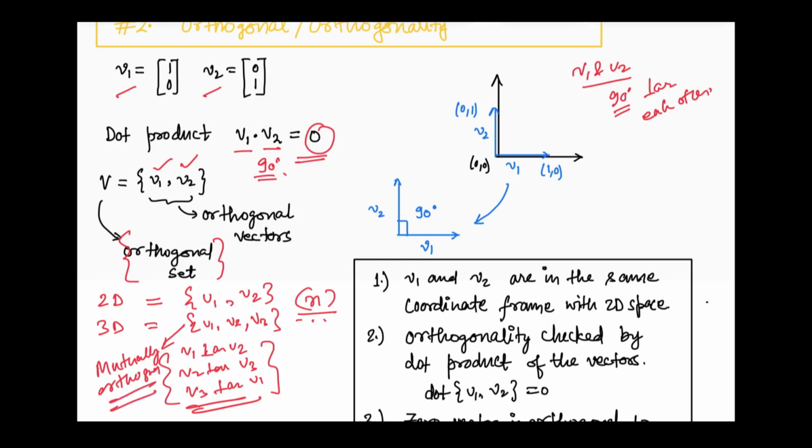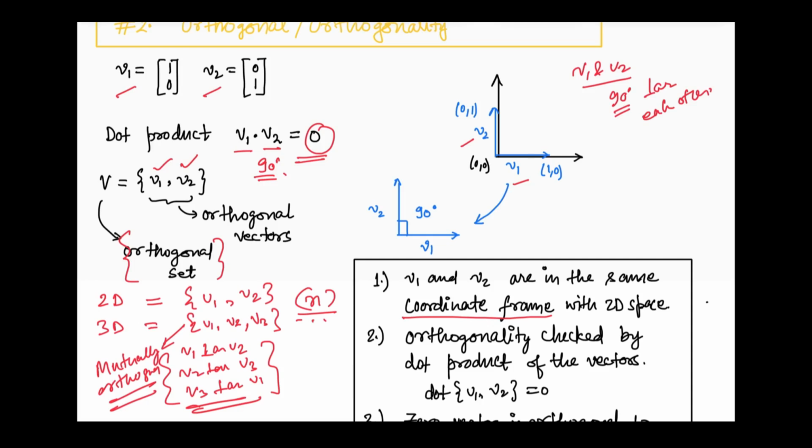Okay, so in this particular example, we are taking two vectors in two-dimensional space. For ease of understanding, one is along the x-axis, and we call it v1, and one is along the y-axis, and we call it v2. And we have to note that orthogonality between two vectors is a concept that requires both the vectors to be present in the same coordinate frame.